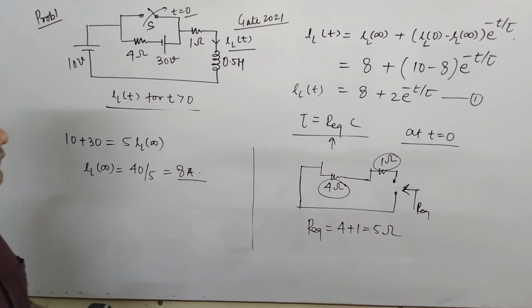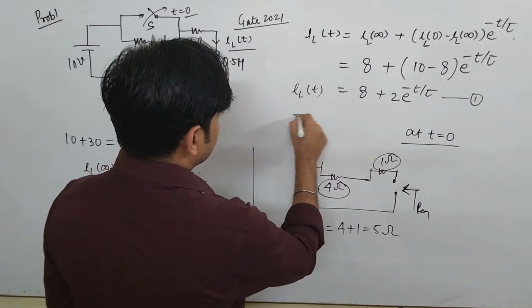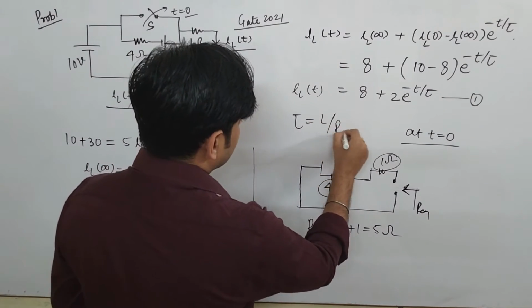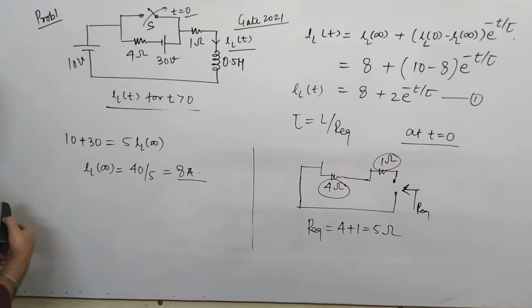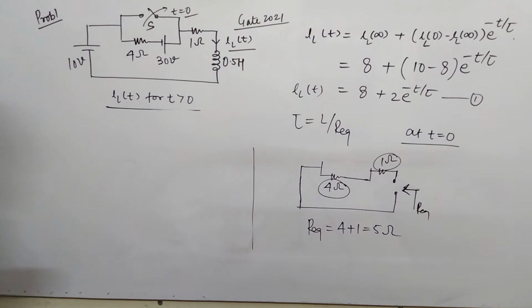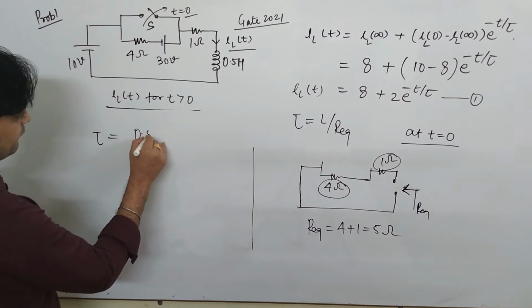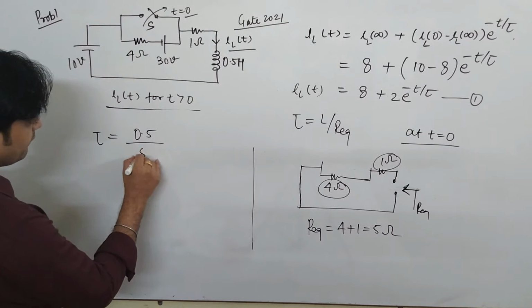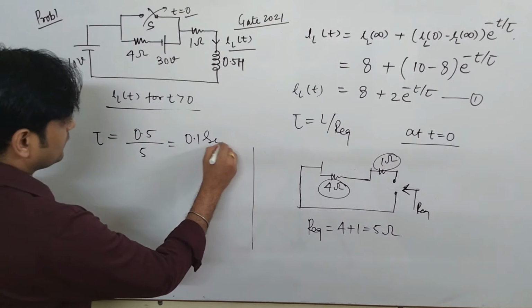So once you know the value of R equivalent, don't write it here, that is for capacitor, it is for inductor, that is L by R equivalent. So from here the value of tau comes to be L, that is 0.5 upon R equivalent, that is 5, so that comes to be 0.1 seconds.